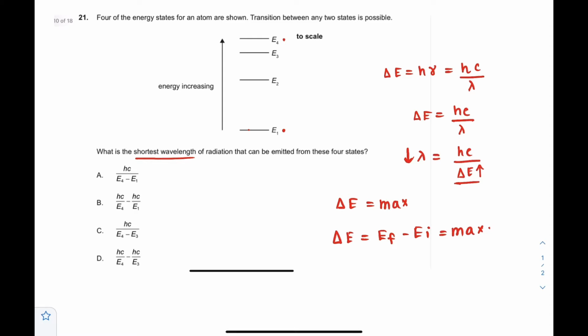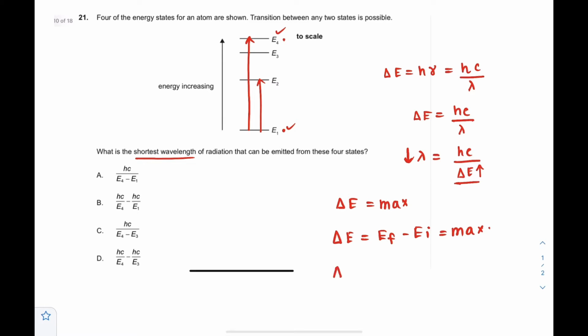So where is the maximum? When the particle jumps from E1 to E4, it will have a much larger energy difference, right? Rather than jumping from E1 to E2 or from E1 to E3, right? Because the energy difference between E4 and E1 is the maximum. And for the shortest wavelength we need the maximum change in energy, right?